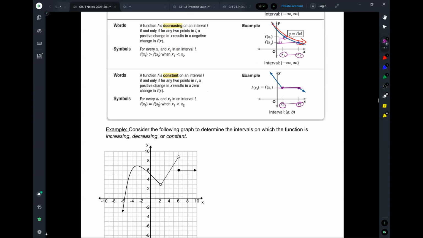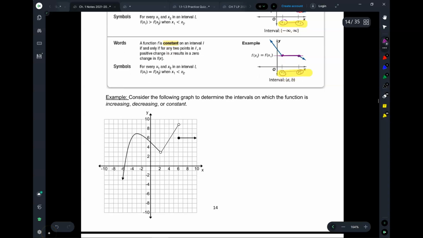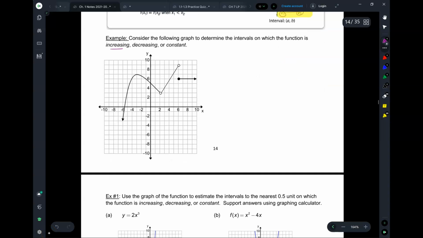What's important when we talk about increasing and decreasing functions is we want to give the intervals over which a function increases and decreases, and those intervals are always using the x values, never the y values. All right, so let's take a look at this first function here. It says consider the graph to determine the intervals on which the function is increasing, decreasing, or constant.